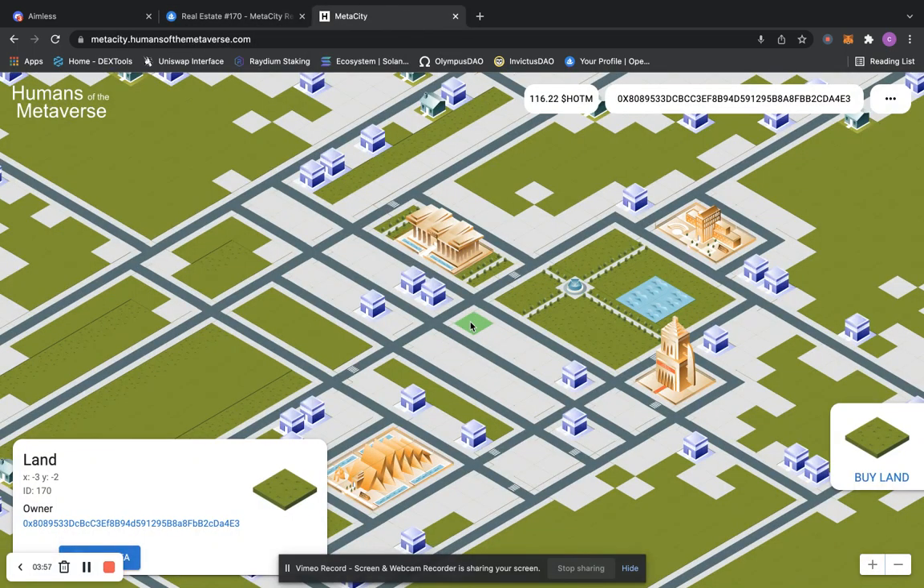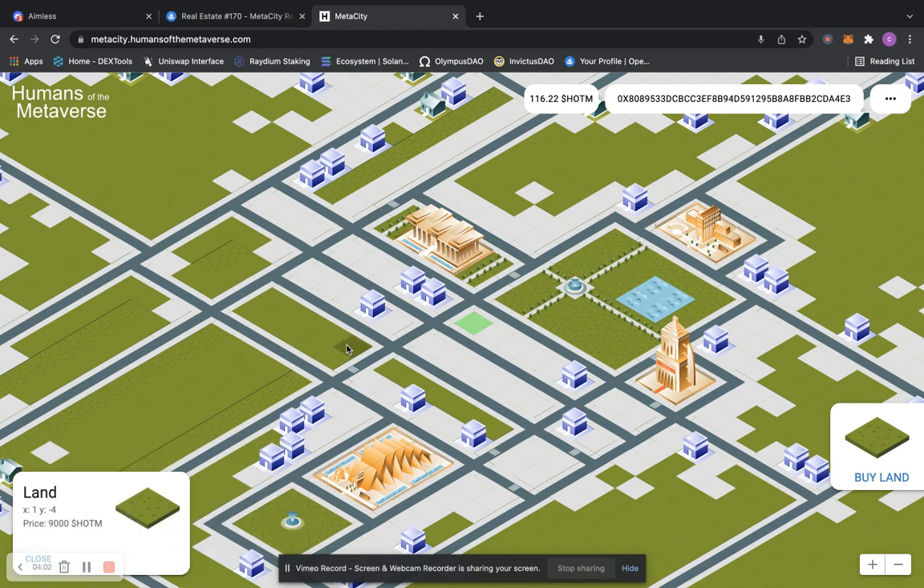I think I got this one for 6,800 when the land was on sale, but obviously, as we can see now, it would probably cost me 25% more than that, so 9,000, something like that. Crazy.